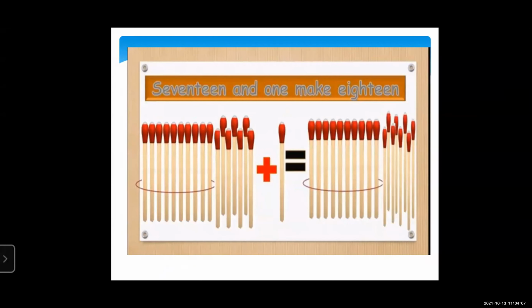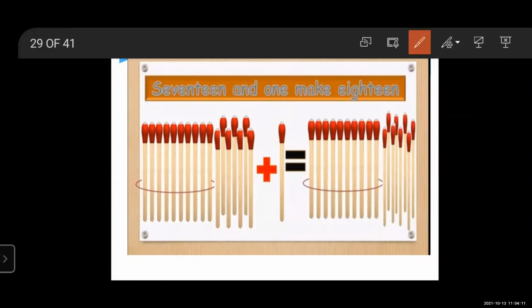You know the counting? 18. Yes. See, 17 and 1 make 18. There is a 10 bundle, 17 sticks, and add in that one more stick, that is called 18. When you count that stick, see, 10, 1, 2, 3, 4, 5, 6, 7, 8. 8 units means 18.